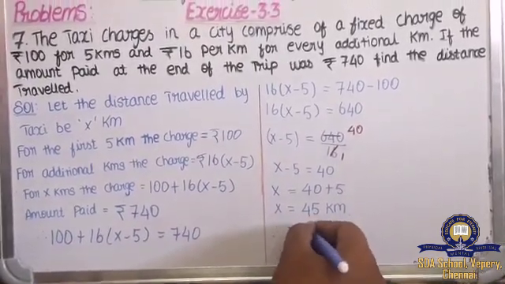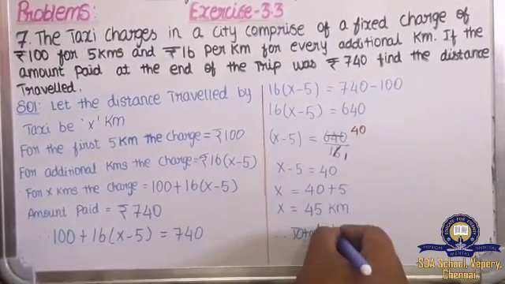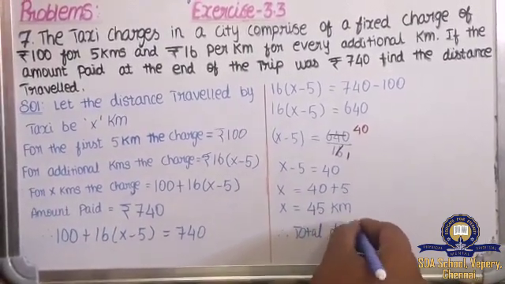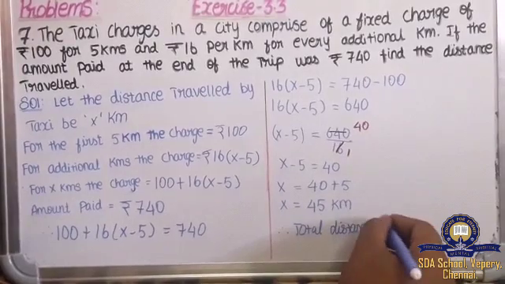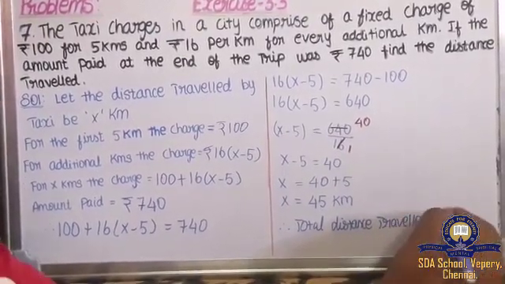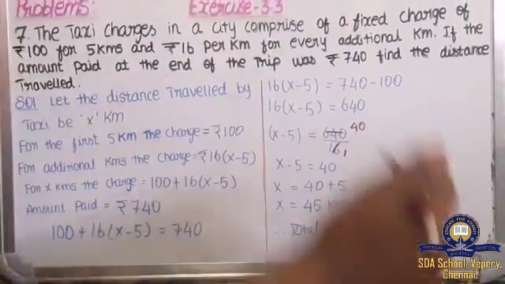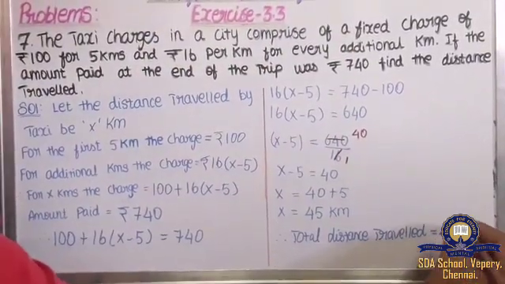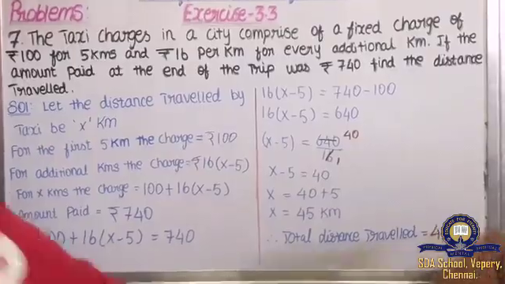Therefore the total distance travelled is equal to 45 kilometers. Okay students, I hope that you are clear and understand about the topic of simple linear equations.